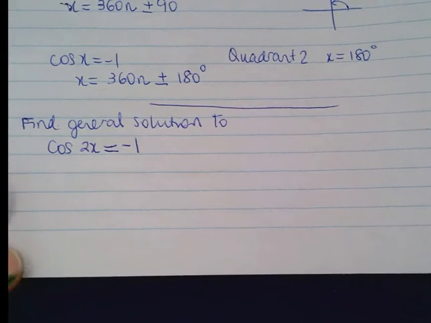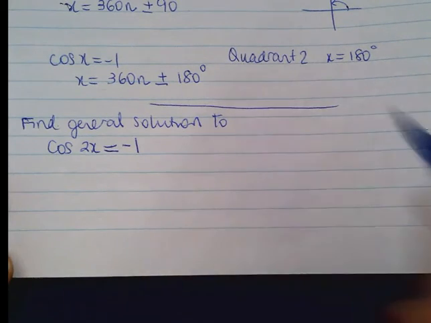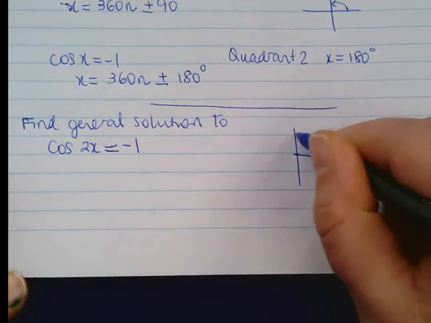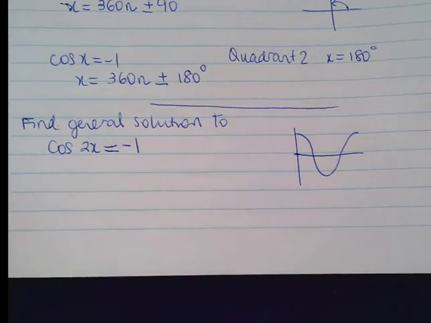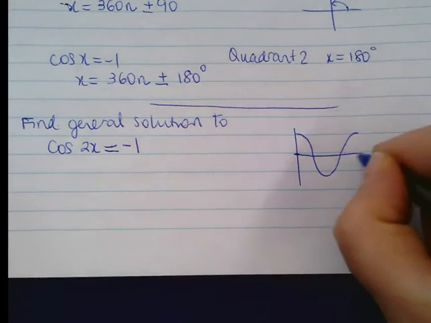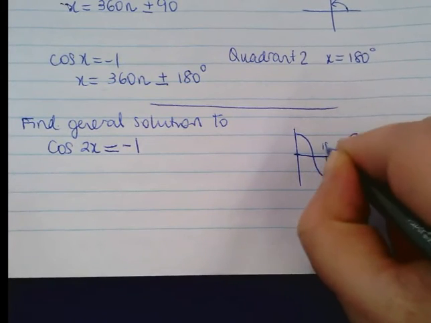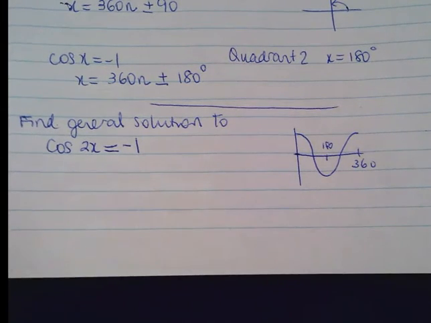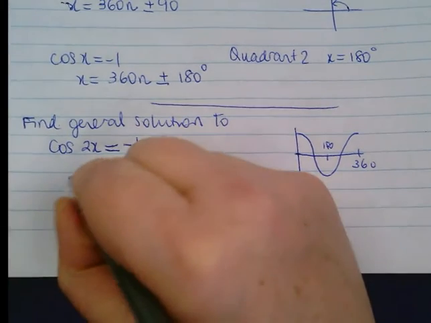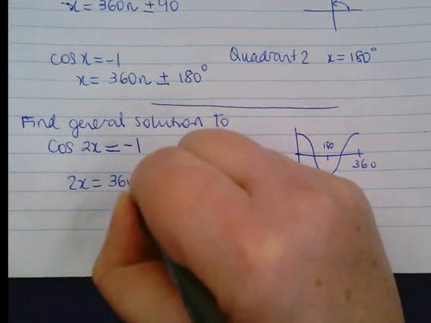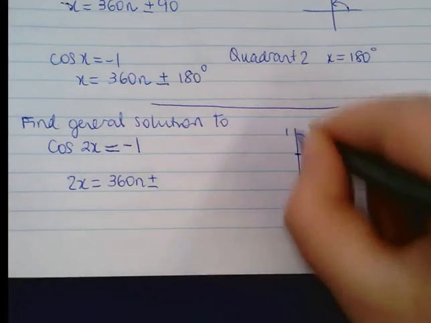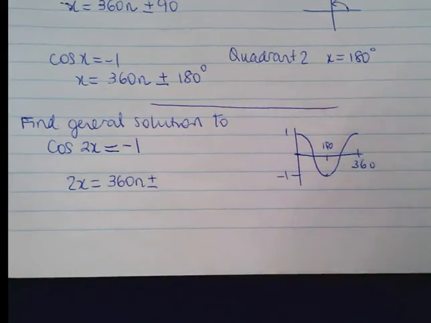To the one above it, find the general solution to cos of 2x is negative 1. And I'm just going to do a quick sketch of the cos curve. Negative 1. So cos is negative. That's a quadrant 2 obtuse angle that we need to write. So 2x is 360n plus or minus what? When's the first time you get negative 1? 180.